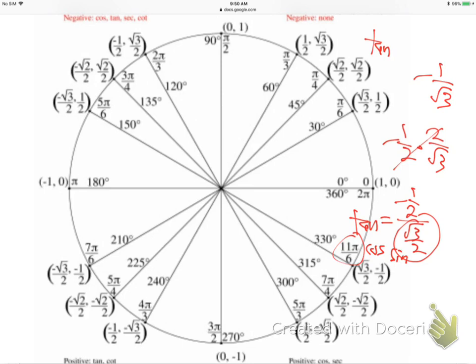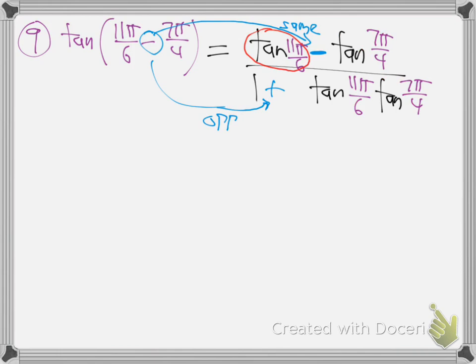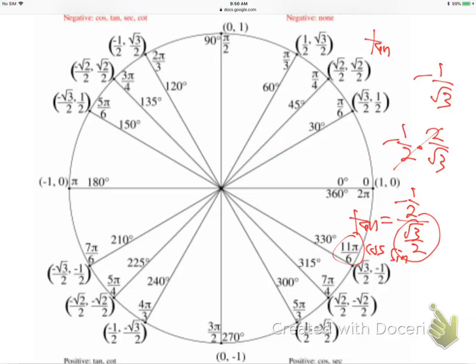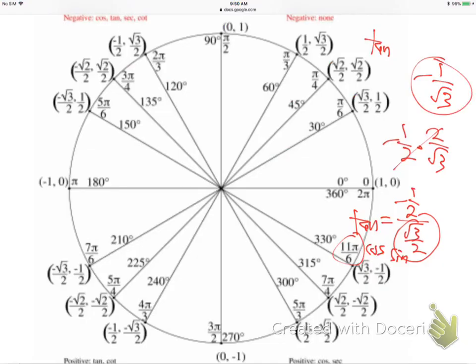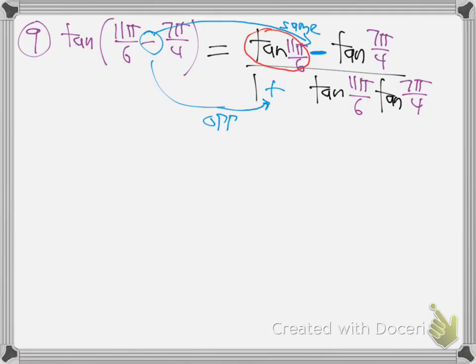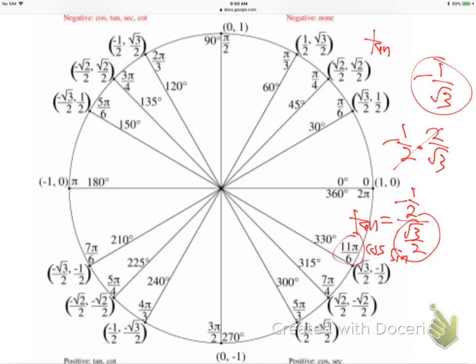Good there for starters. Now, should I leave that root on the bottom? If it was a final answer, for sure not. But we're just halfway through the problem. I'm going to leave it for the moment. I can clean it up later. Everybody good so far with how I found the tangent? I went to 11 pi over 6, yeah, that's the right angle. And I did sine over cosine, flipped up the denominator, cross canceled, minus 1 over root 3. I'll clean it up in a minute if I need to.